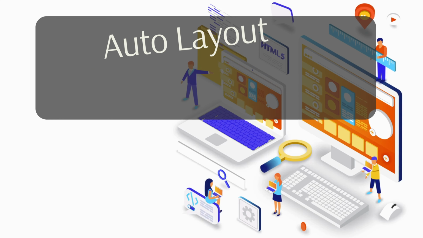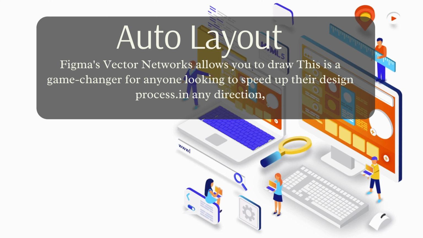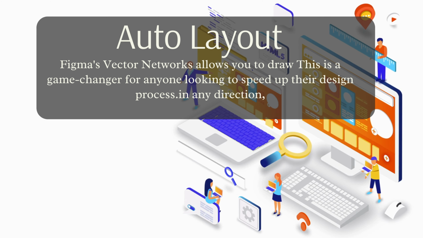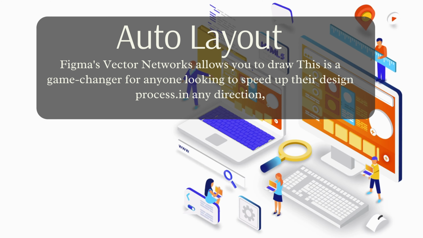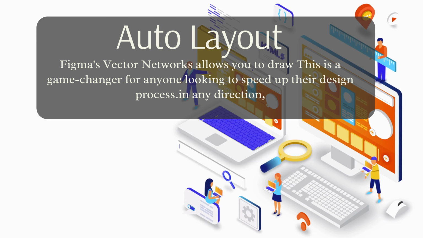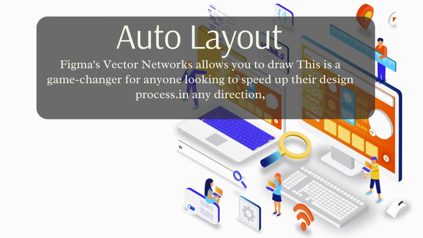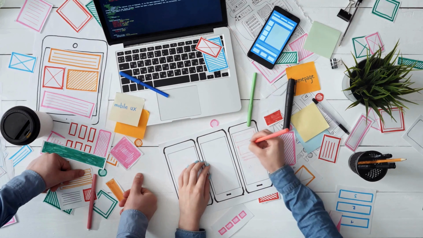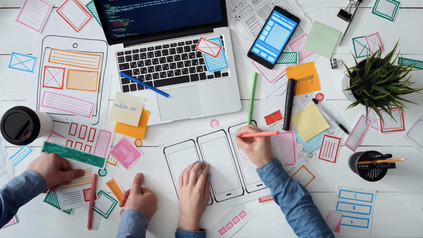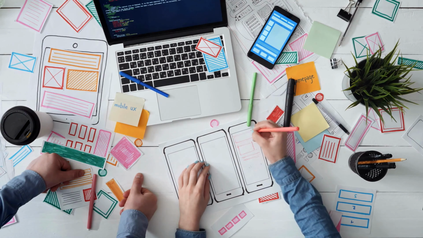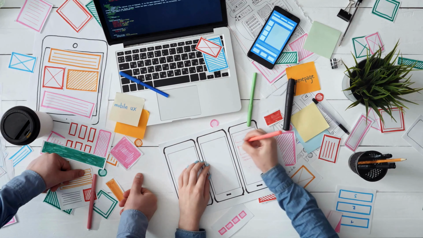The second feature we'll go over is the auto layout. This is a game changer for anyone looking to speed up their design process. With auto layout, you can automatically adjust the spacing and alignment of your design elements in just a few clicks. To utilize auto layout, all you need to do is select the elements you want to align, click on the auto layout button, and let Figma do the rest.